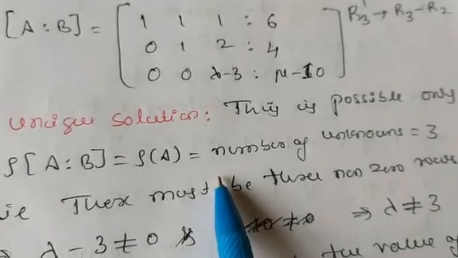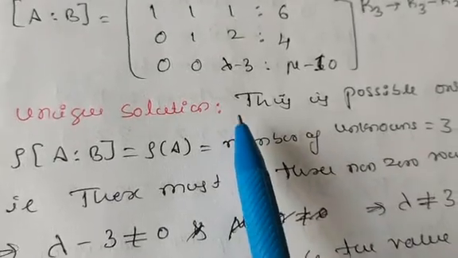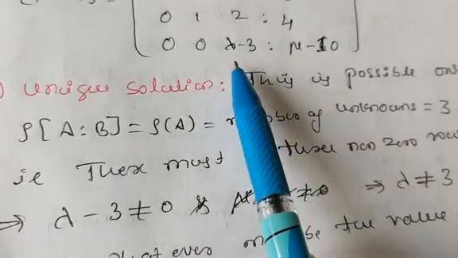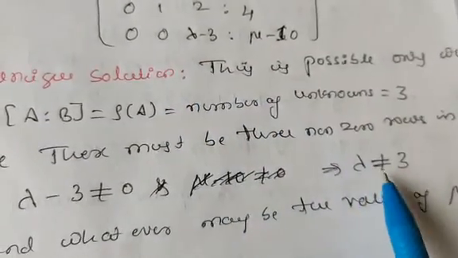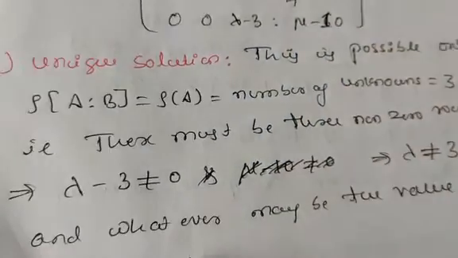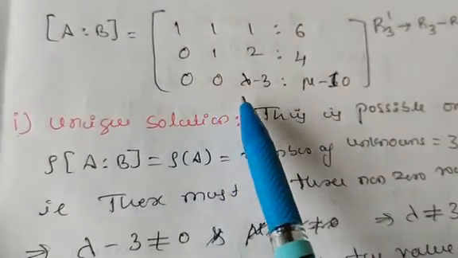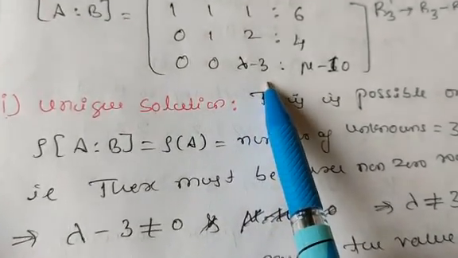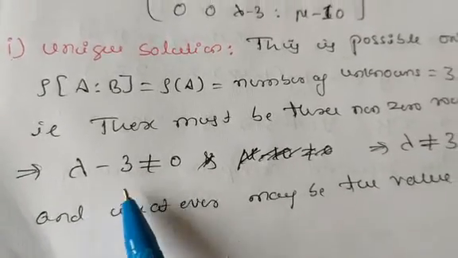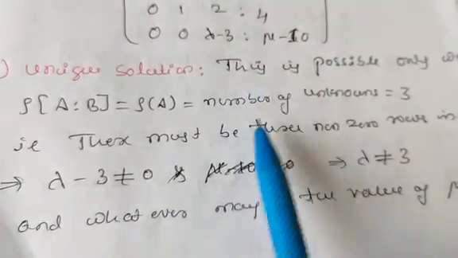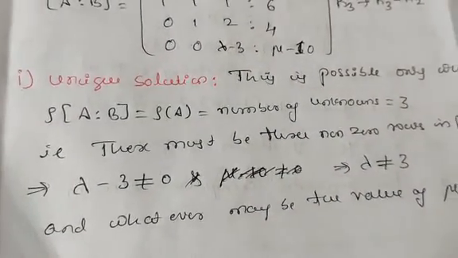Therefore rank of AB and rank of A equal to 3 means there should be 3 non-zero rows. This is possible only when lambda minus 3 is not equal to 0, that is lambda is not equal to 3, and mu minus 10 may be anything, whether it is 0 or not, then also rank of AB is 3 because lambda minus 3 is not equal to 0. So this is the condition for a unique solution, that is lambda minus 3 not equal to 0, and mu can be whatever value.